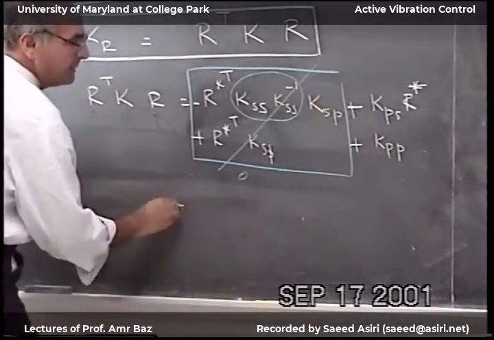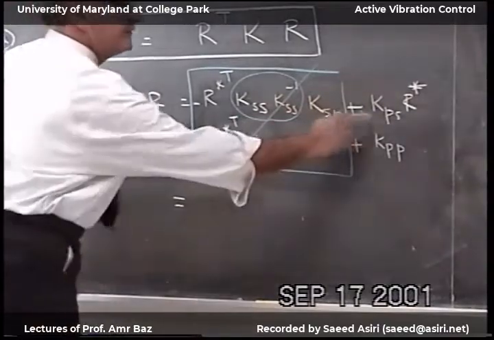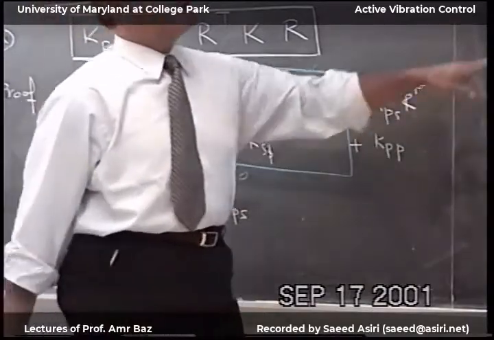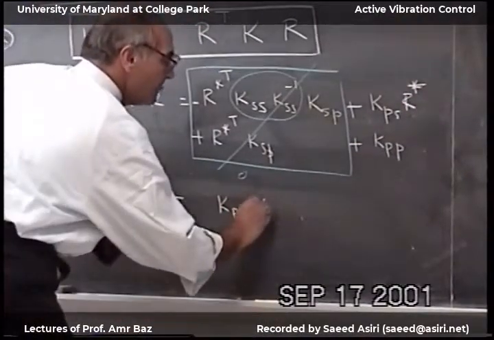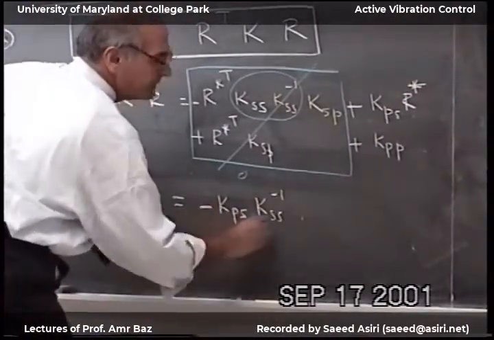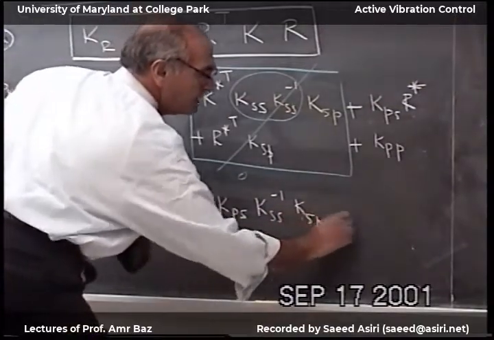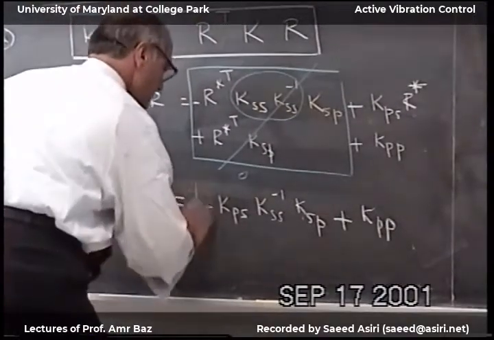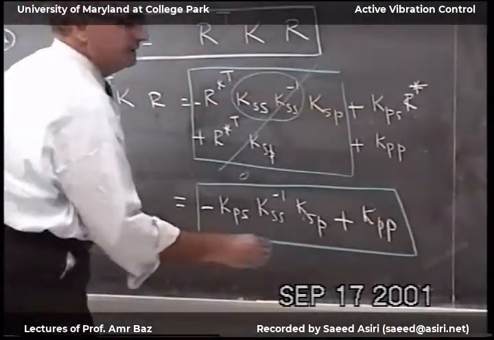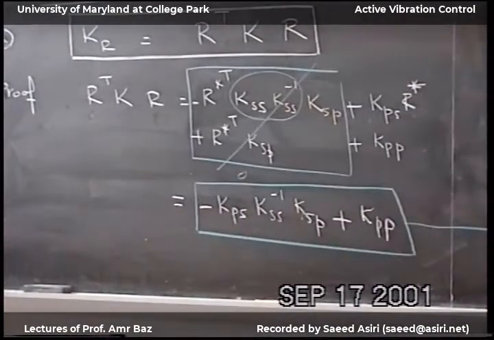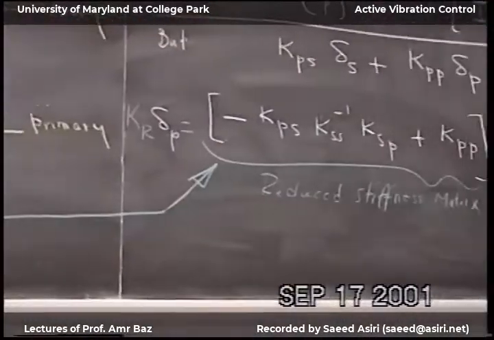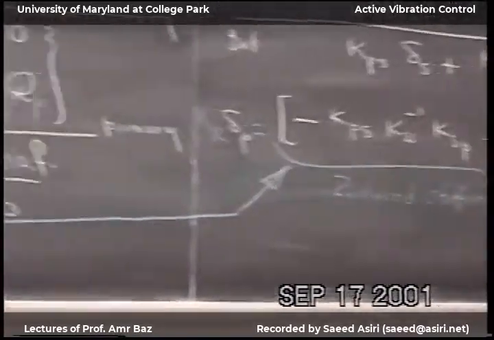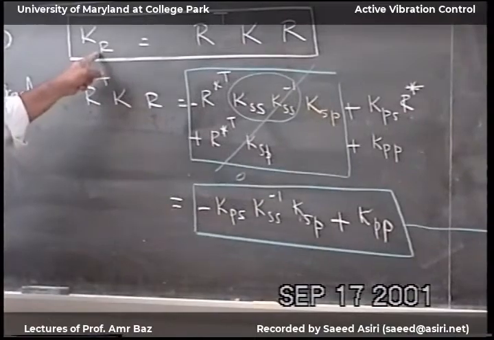And then now the remaining two terms, the first term, I'm going to write it like KTS, and then replace R asterisk from what we have here. So this would be KSS inverse minus KSP, KPP. And if we look at this, and this are the same. These two are the same. So now this says that R transpose KR is equal to K reduced.